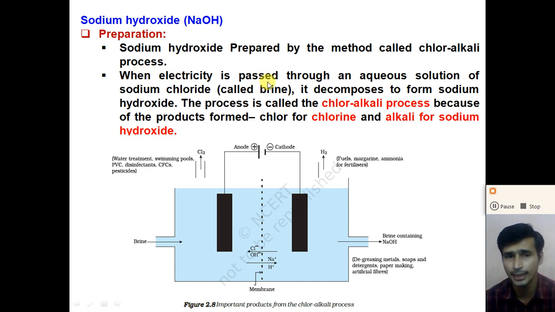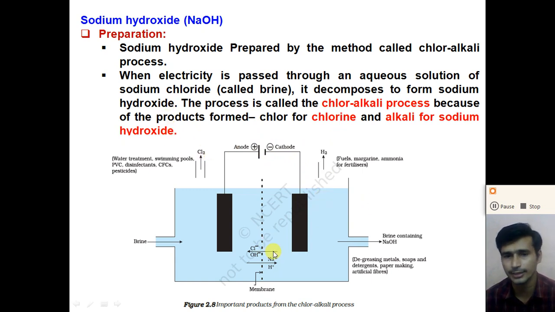So when electricity is passed through an aqueous solution of sodium chloride, NaCl, called brine, right? A solution of the salt NaCl in water is called the aqueous solution of sodium chloride, and it is called brine. When electricity is passed through it using the battery, anode and cathode, the sodium chloride is decomposed to form sodium hydroxide.